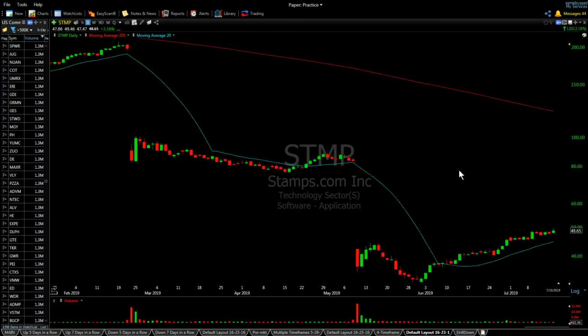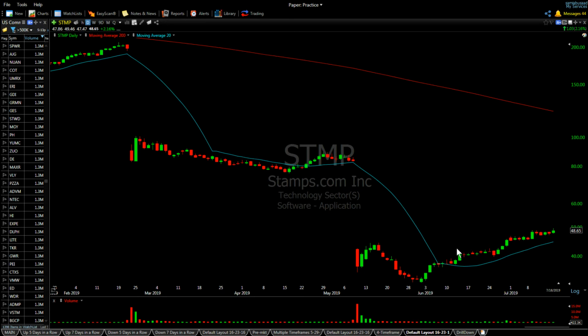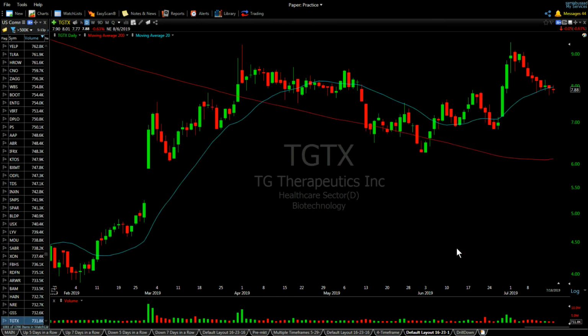SPWR. STMP, I'm psychologically damaged on this because I was in it, got shaken out, and didn't get back in. And it's stair-stepping higher, keeps breaking out. Every few days it breaks out, and I'm not in it. It looks really, really good, but it's super late also. I was in it, got shaken out. It looks higher though. TGTX, buy setup, deep pullback.